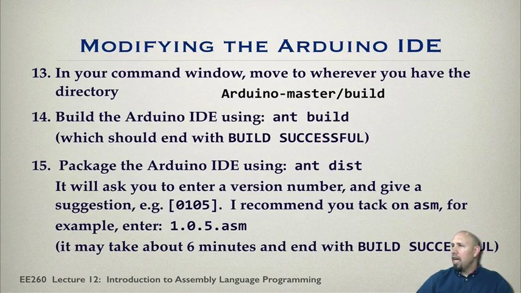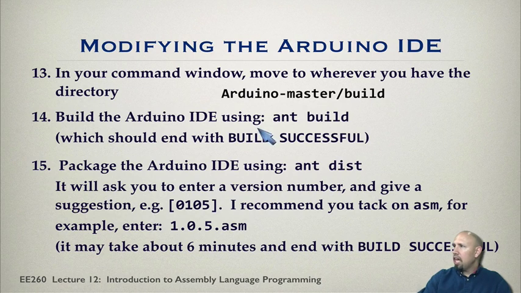In your command window, you would move to wherever you have this directory. You would do a cd, or whatever you use to move to a different directory, and move to the Arduino master directory and then the build folder. So find where Arduino master is located, move to that directory, and then move within it to the build folder. You need to do this whether you have a Mac, a PC, or Linux.